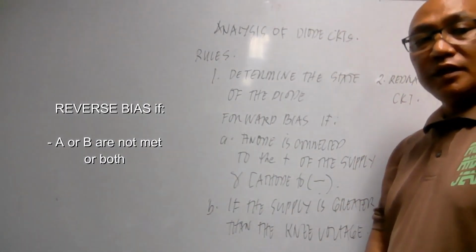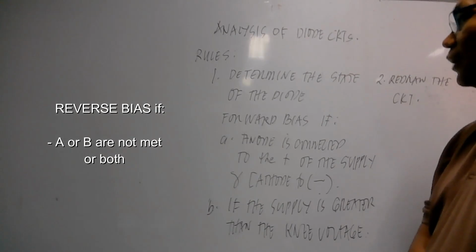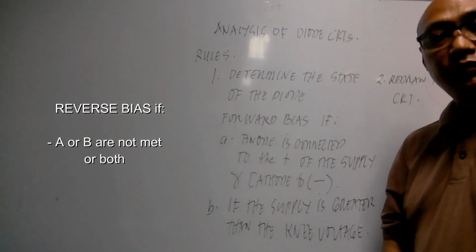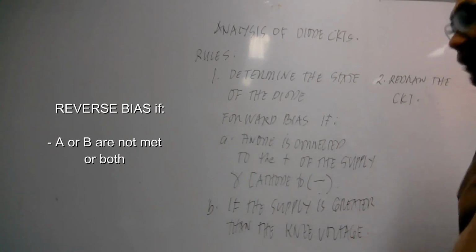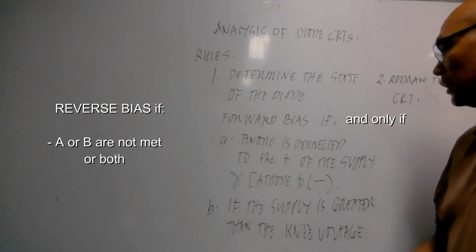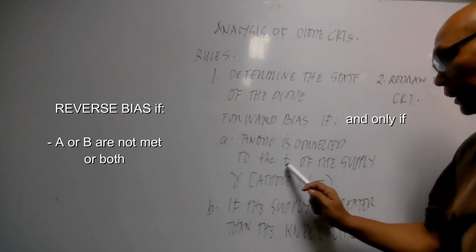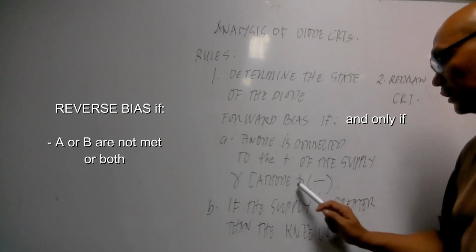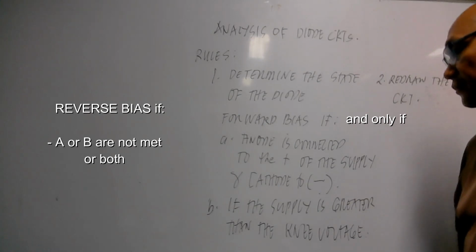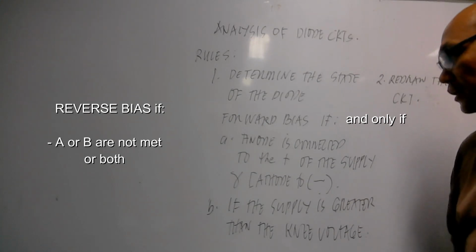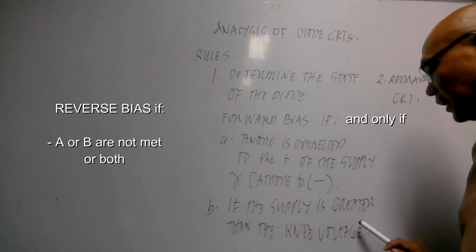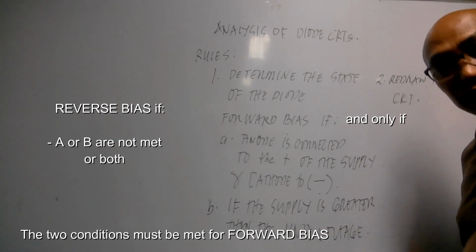We have to consider this basic rule. Number one, we have to determine the state of the diode. The diode is considered to be in forward bias if the anode is connected to the positive of the supply and the cathode is connected to the negative. Another is, it can only be considered forward bias if the supply is greater than the knee voltage.